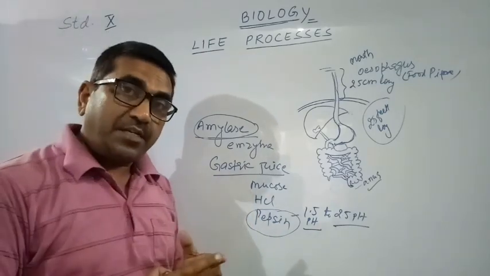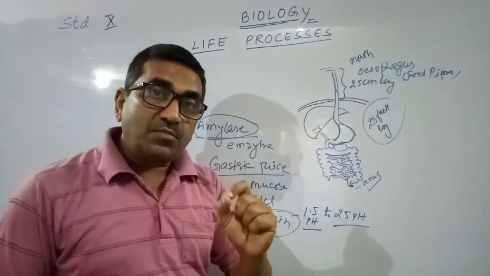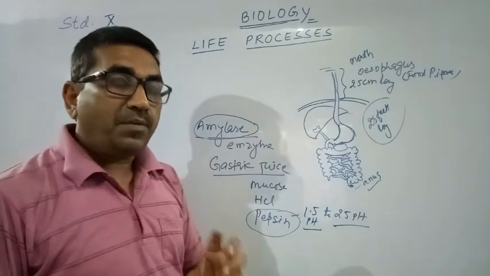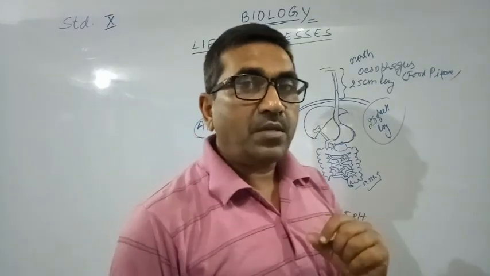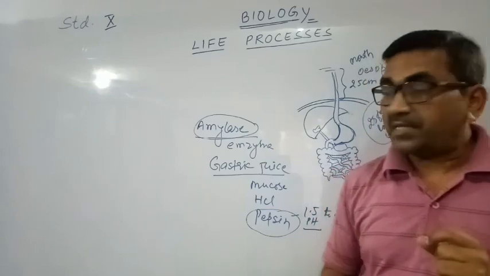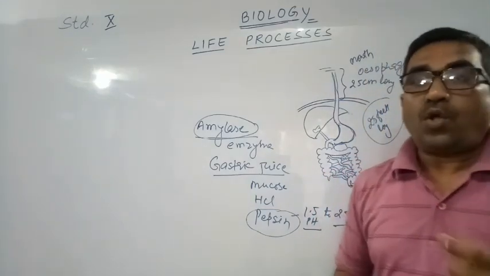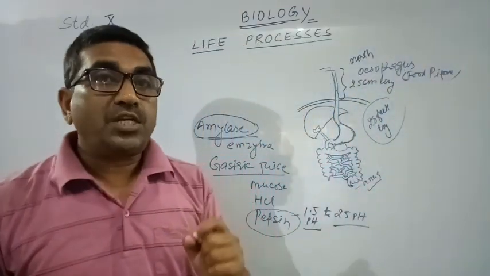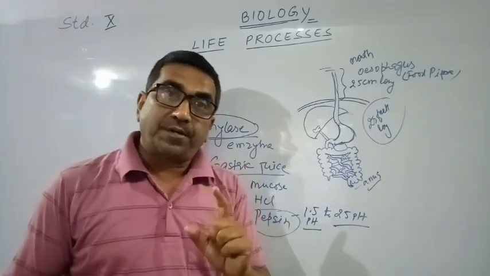HCl creates the acidic medium, and another work, HCl kills the germs and microorganisms that come with the food. It means HCl has two main works. What are the two main works? First, it kills the germs that come with the food inside the stomach. Second, it creates the acidic medium for the action of pepsin. And what does pepsin do? It starts the digestion of protein.